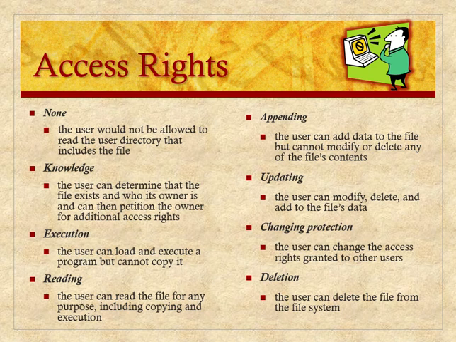Fourth is reading. The user can read the file, can copy it, and can execute it, but cannot modify it. Fifth is appending. The user can add data to the file, but only add, cannot modify or delete. Sixth is updating. The user can modify, delete, and add data to the file. And then the seventh access right is changing the protection.